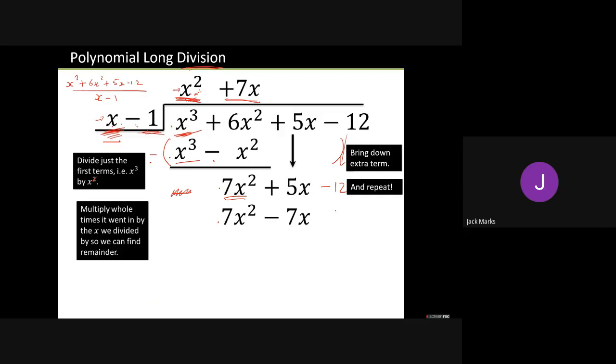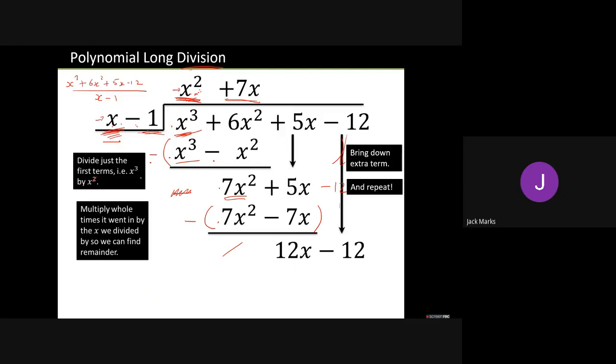Okay. What do we do then? Then we subtract this part again. So 7x squared, that's going to be gone. 5x minus 7x gives you 12x. And the minus 12, yeah, you just fill that gap in. You keep that moving down. Almost done. 12x minus 12.